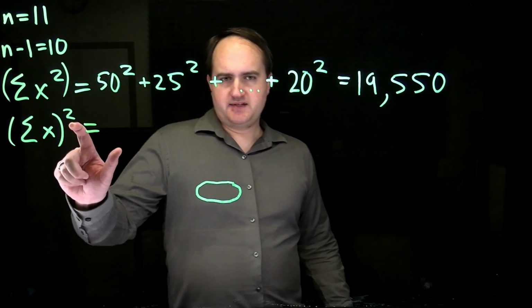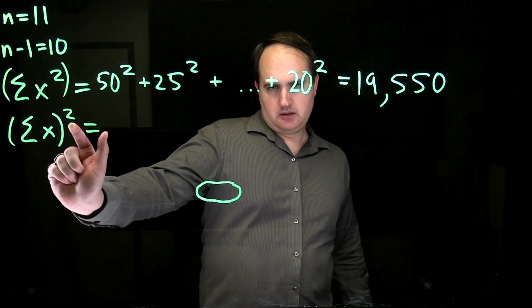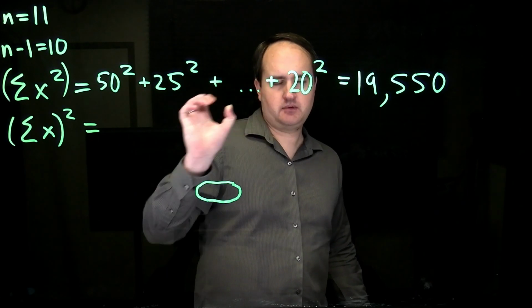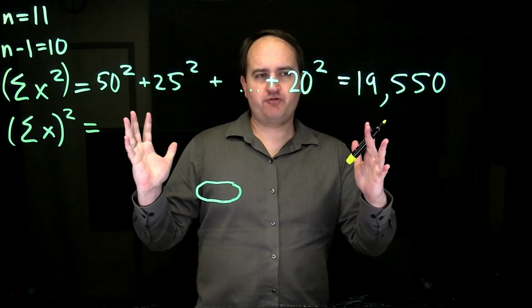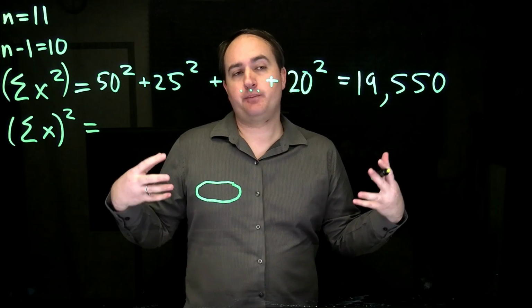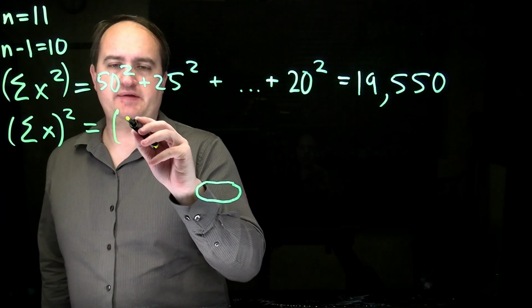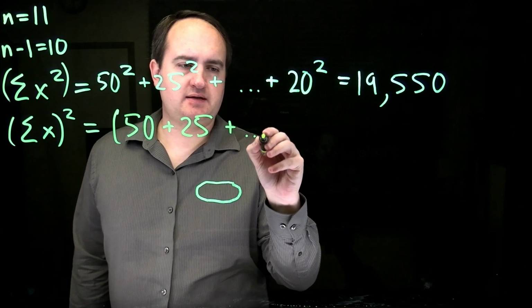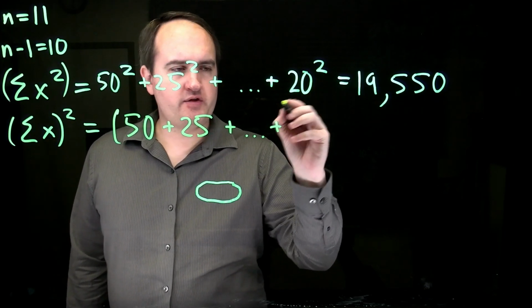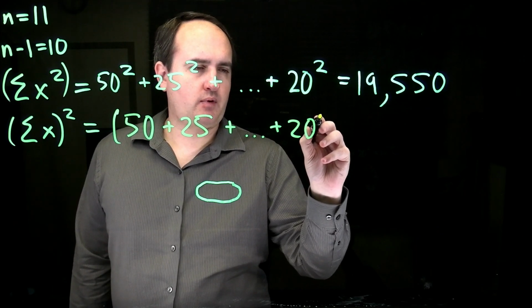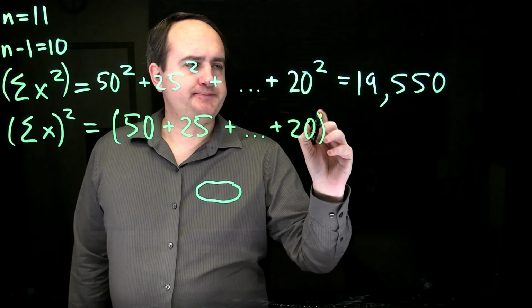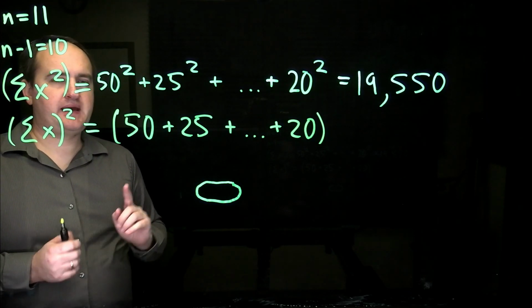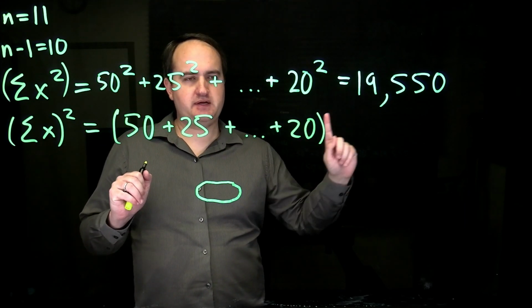So because the square is outside of the parentheses, that means we add up the numbers first. Instead of squaring each data value individually, we add up all the numbers first, and then we square the sum. Okay, so that's going to be parentheses 50 plus 25 plus ... Continue the pattern. All the data values all the way plus 20. So here, because of the way order of operations works in math, we have to add up all the numbers first and then square the result.